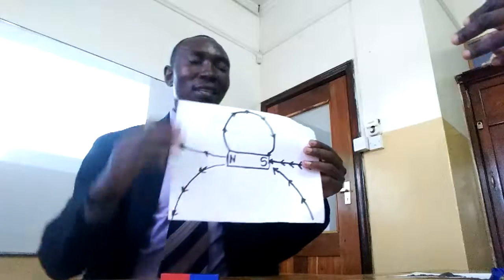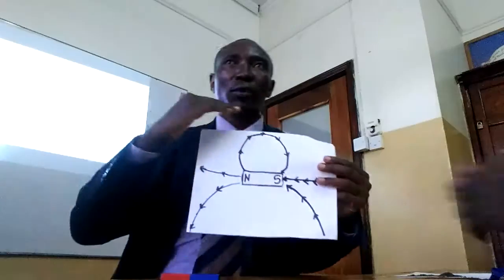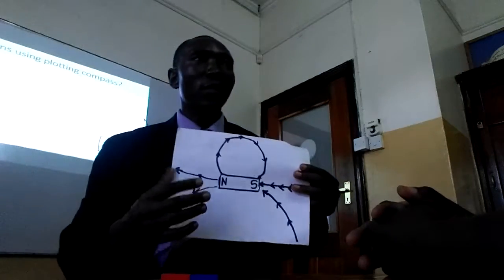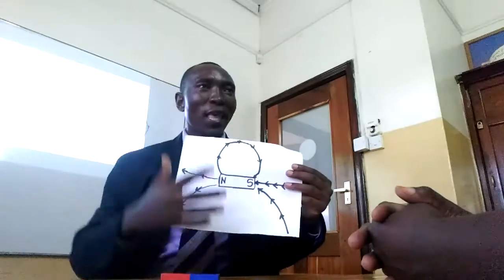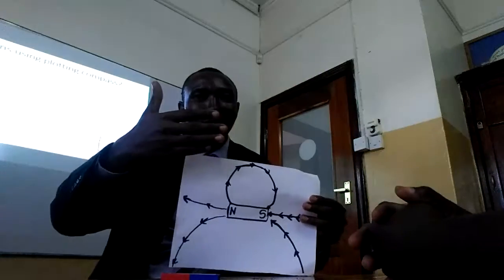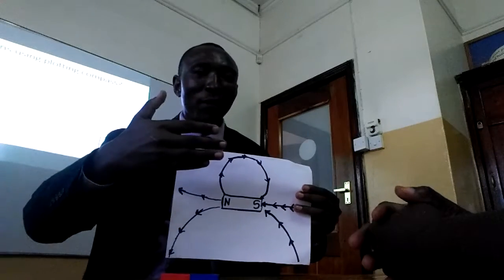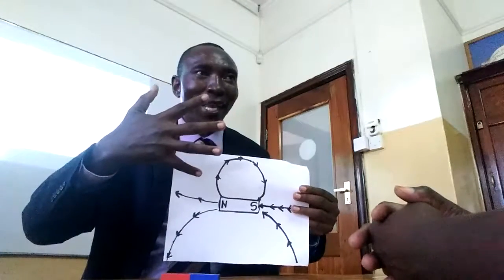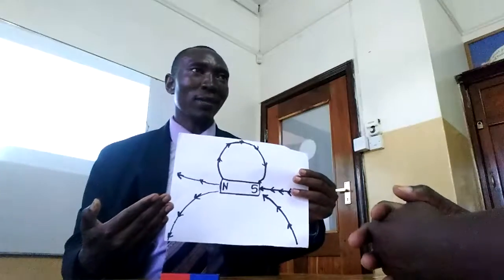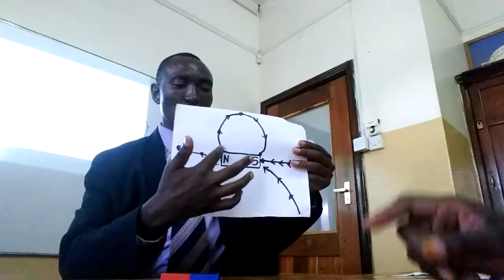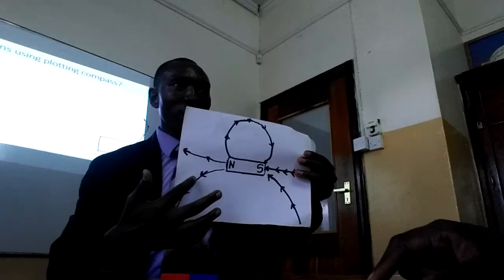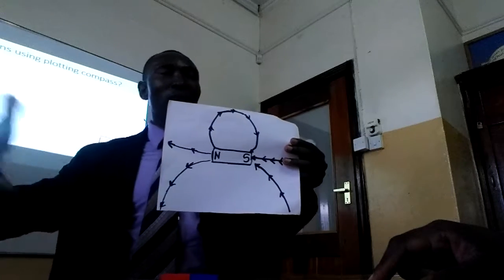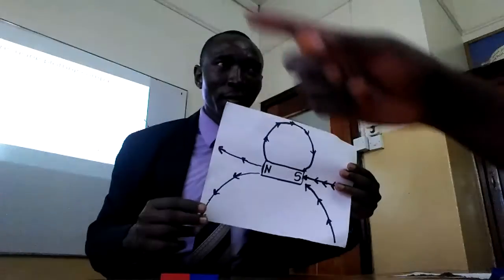The lines are coming closer. Excellent. When you look at a magnetic field pattern, you can tell how strong the magnetic field is. The closer the lines, the stronger the magnetic field. The more spread out the lines, the weaker the magnetic force. So we have a very strong force nearer the magnet, and the force gets weaker as you go away from the magnet. The farther you go, the weaker the magnetic field.